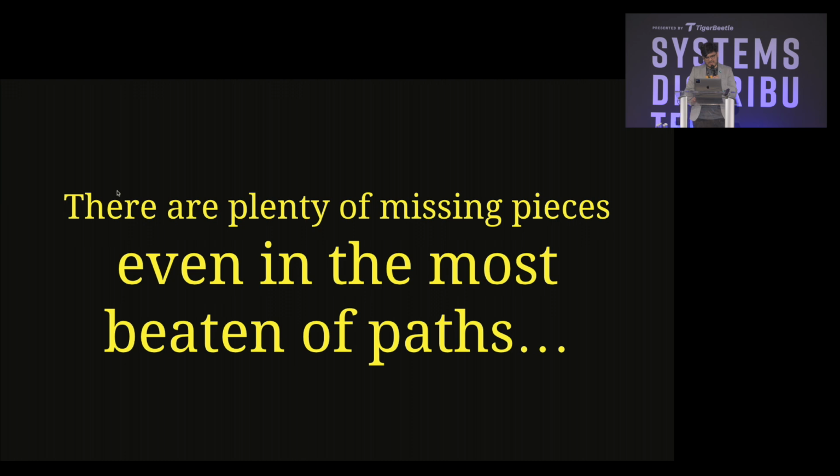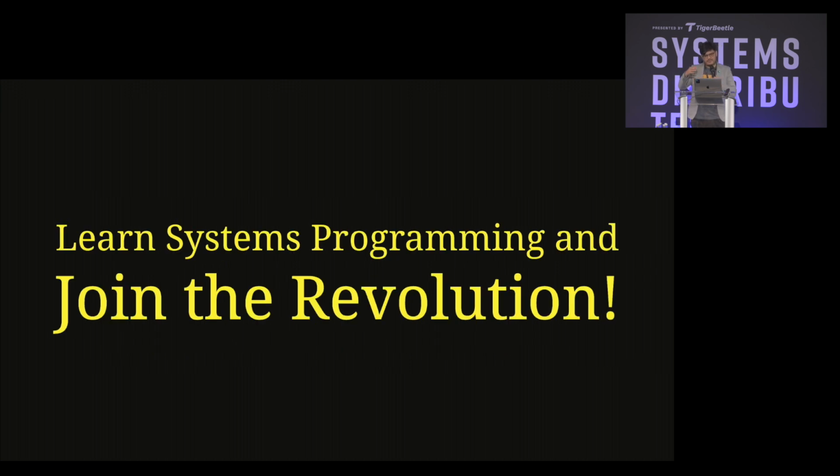OK, so I guess, what is my point here? My point is that there's still a lot of missing pieces in all the things that we even do today. Many of the things that we take for granted, they're not in good shape. There's a lot more that we could do. You just need to take a moment to think about it. And I also think that you do need a systems programming perspective. So that's basically my point. Learn systems programming and join the quote unquote revolution. I do think that there's a bit of a renaissance in terms of systems programming.